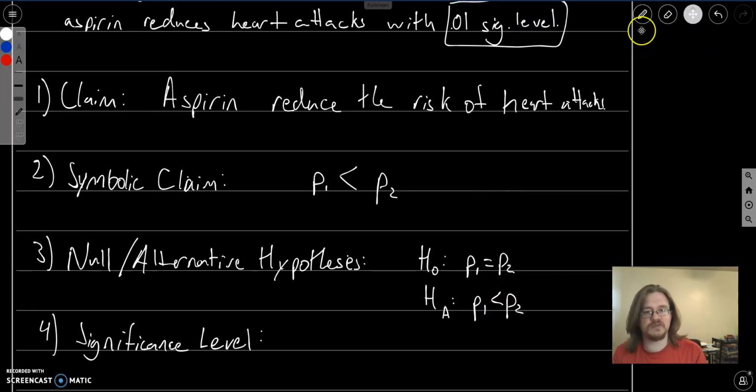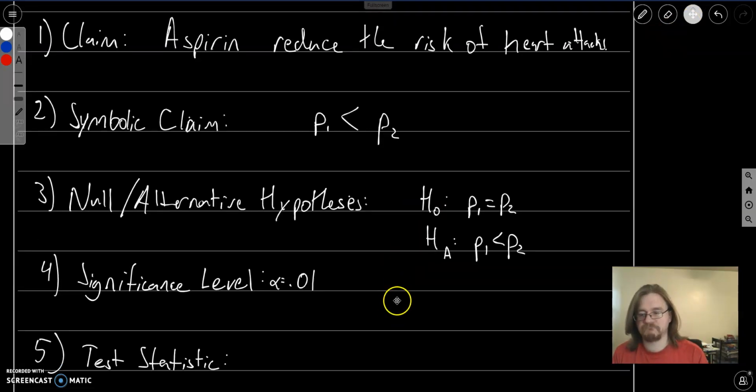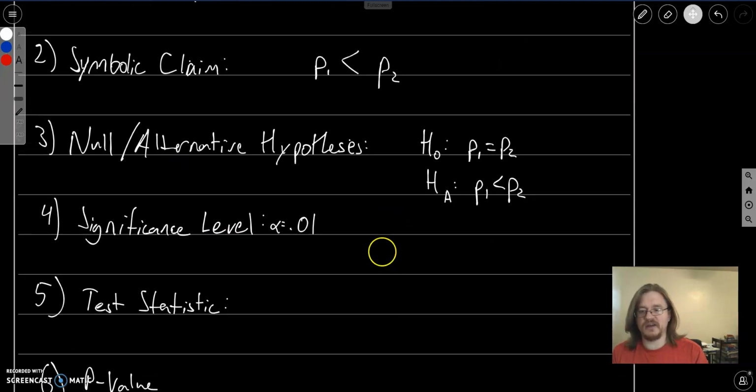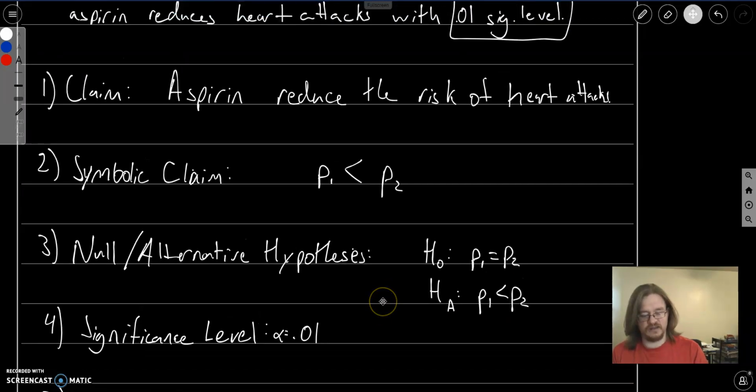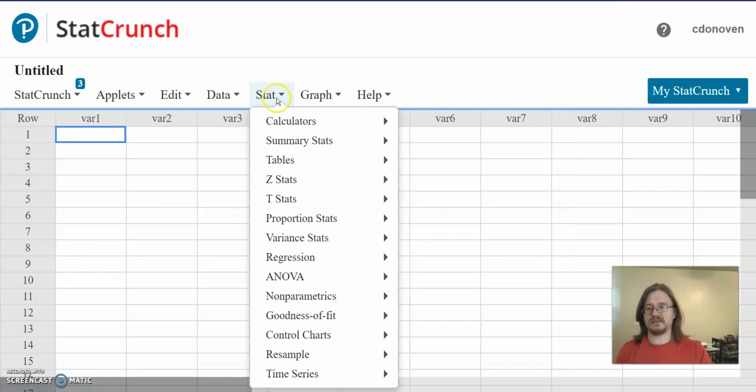And our significance level is 0.01. Which is a pretty small significance level, but that's important for reducing error. Let's say in a medical question, we do want a fairly small significance level. So now we have to calculate our test statistic and our p-value, and what I want to do is run through StatCrunch again. We did this for the last example, but it went by fairly quickly. So let's come back to StatCrunch.